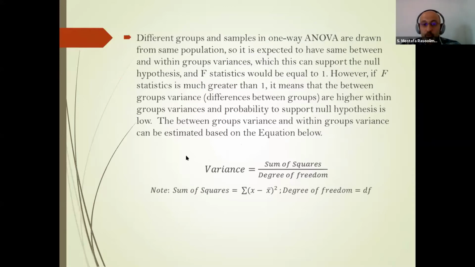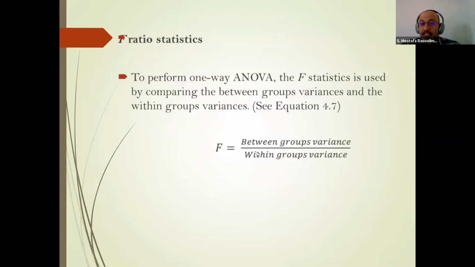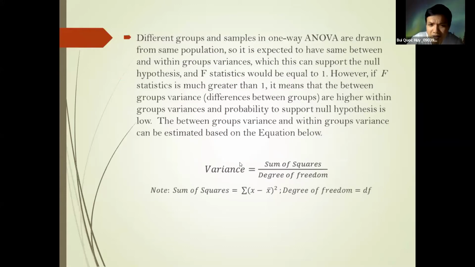Here are some formulas for calculating variance within and between groups. Can you explain the difference between and within groups? Between groups means when you have 3 groups, you calculate satisfaction for 3 different groups. So you calculate variance for all respondents from all these 3 groups, right? So this is between group.